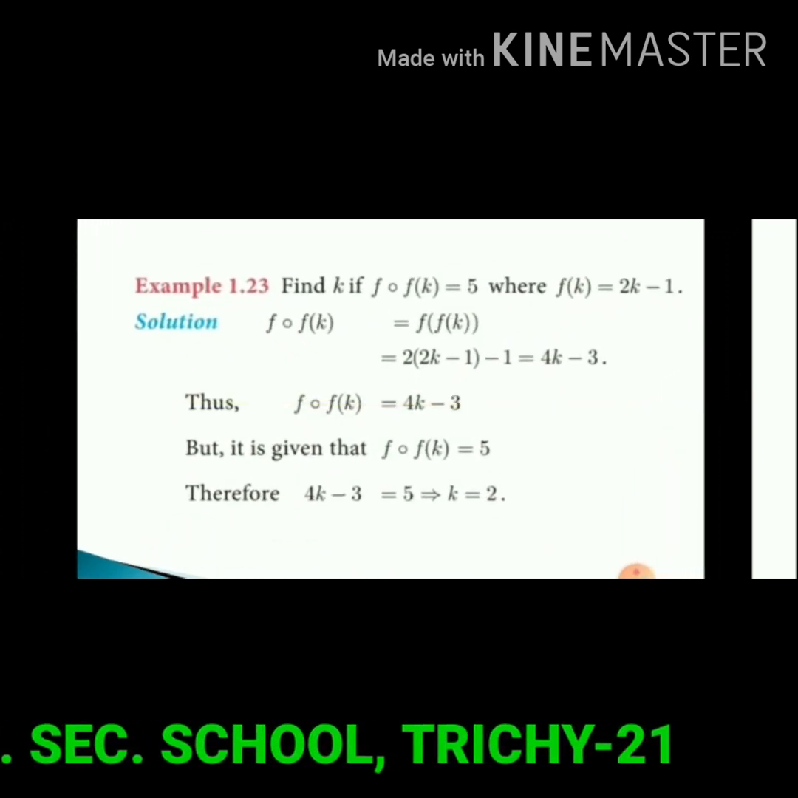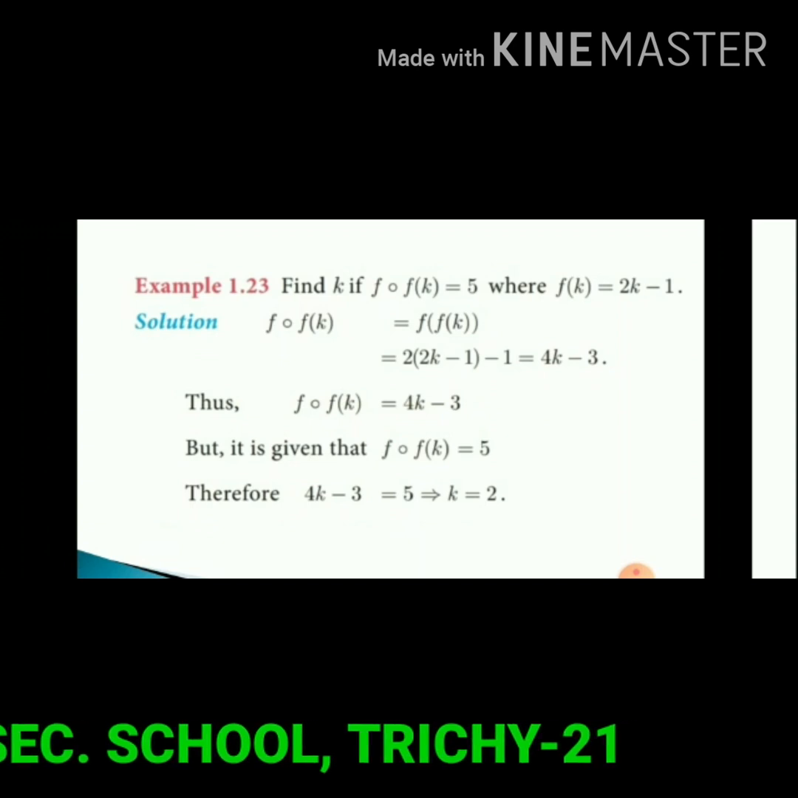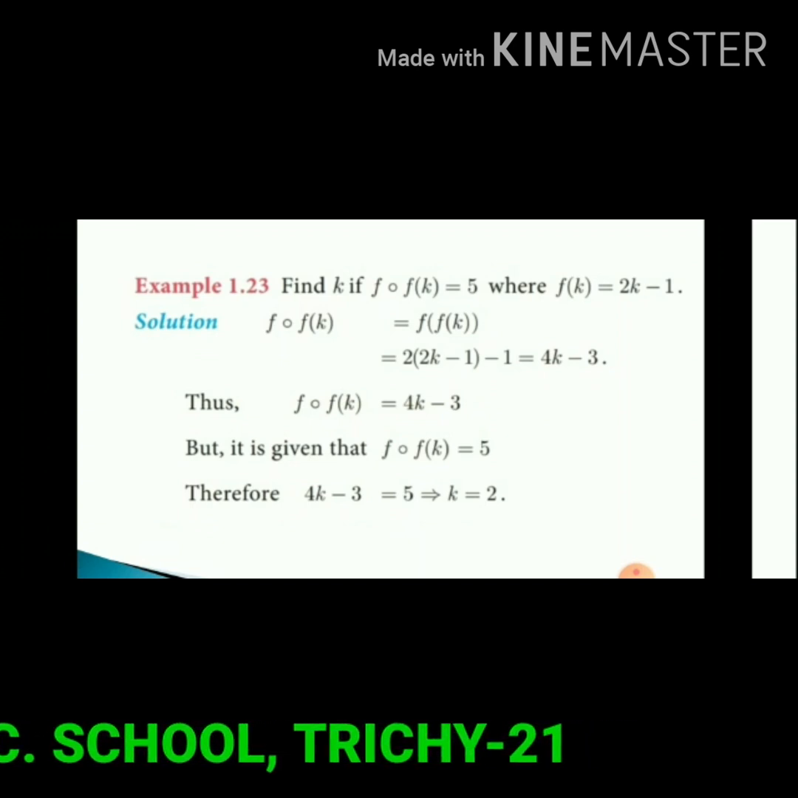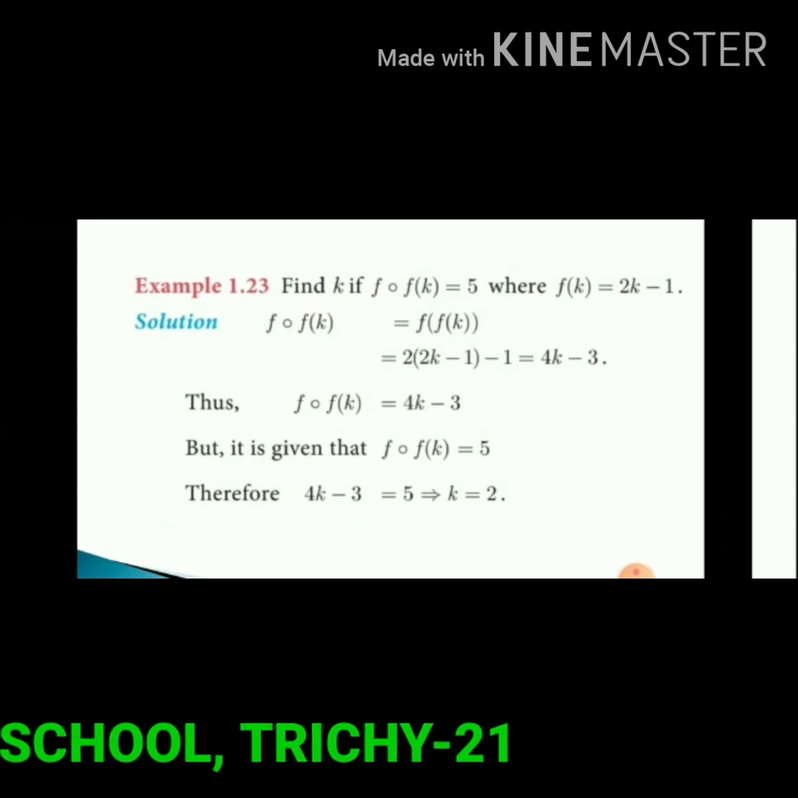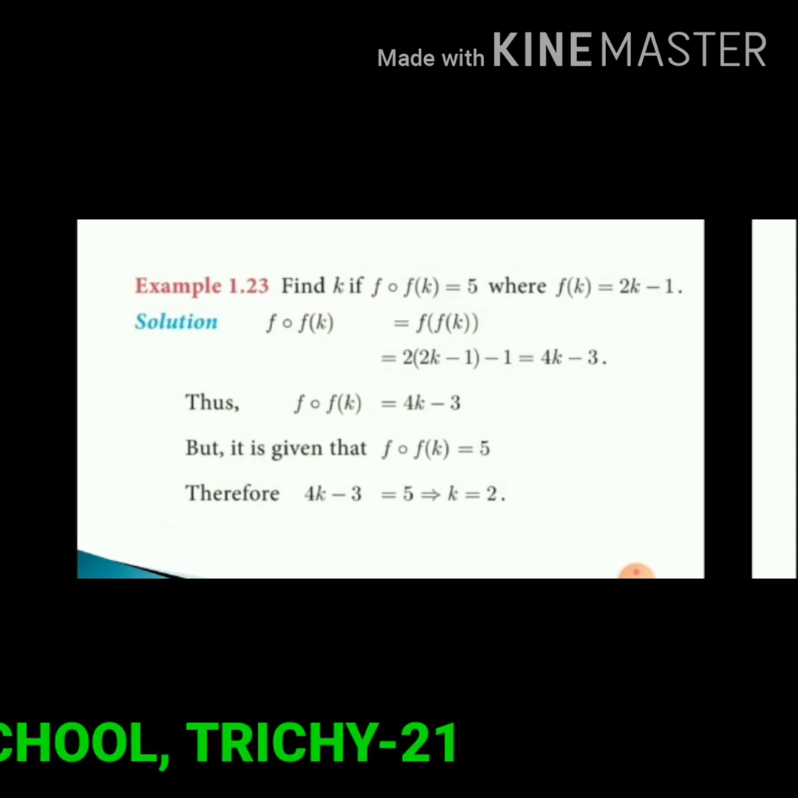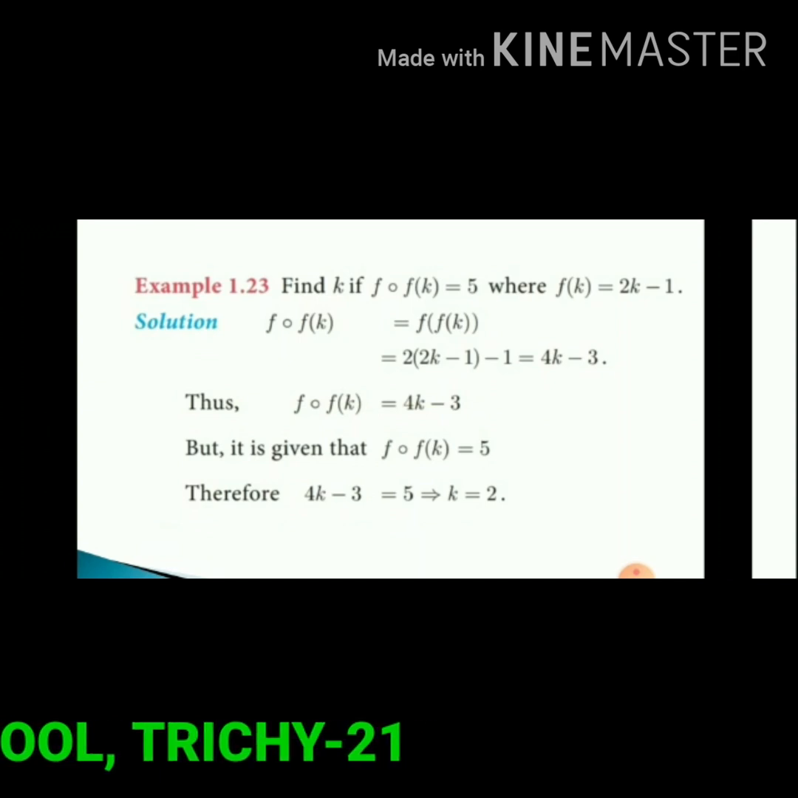Find k if (f dot f)(k) is equal to 5, where f of k is equal to 2k minus 1. In (f dot f)(k) is equal to f of f of k, here f of k is equal to 2k minus 1. So we replace the k with 2k minus 1. We have 2 into (2k minus 1) minus 1, which is equal to 4k minus 3. So (f dot f)(k) is equal to 4k minus 3. But (f dot f)(k) is equal to 5, already given. So 4k minus 3 is equal to 5. We have k is equal to 2.